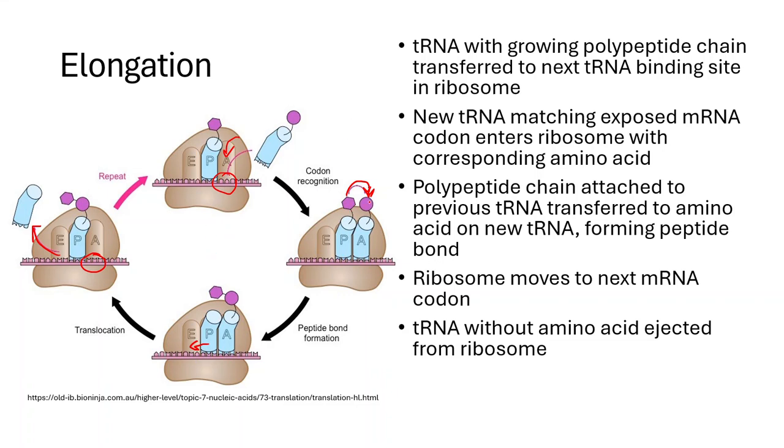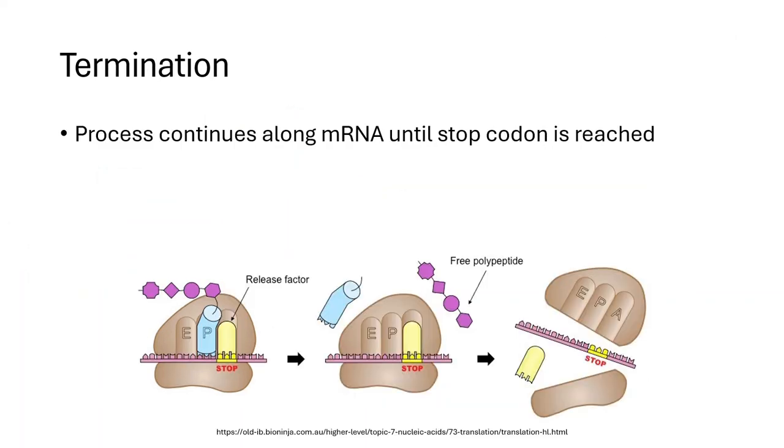The polypeptide chain gets transferred over to that new amino acid, and then this sequence repeats over and over again until you reach the end of the mRNA transcript with the stop codon, at which point you get to the next step. I will try to find some good videos that show this process in action and add them in the description.